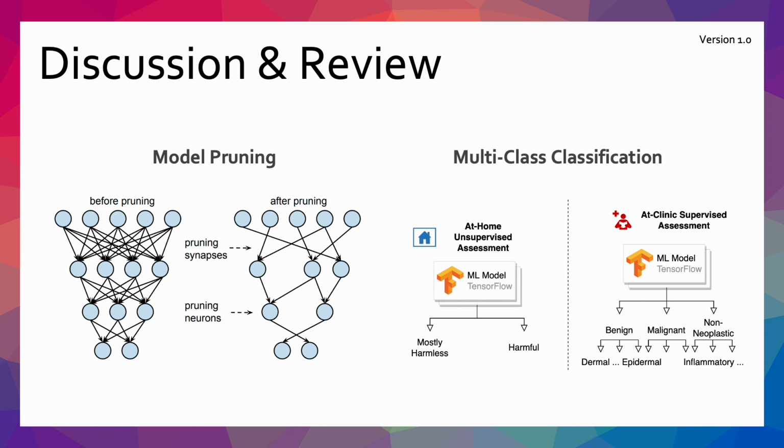And finally, let us talk about multi-class classification. So there can be two variants of the ML model, one for at-home unsupervised binary assessment, which works in conjunction with a smartphone application, as well as an at-clinic supervised assessment, which can take high-resolution photographs and can also classify the disease into more fine-grained categories.